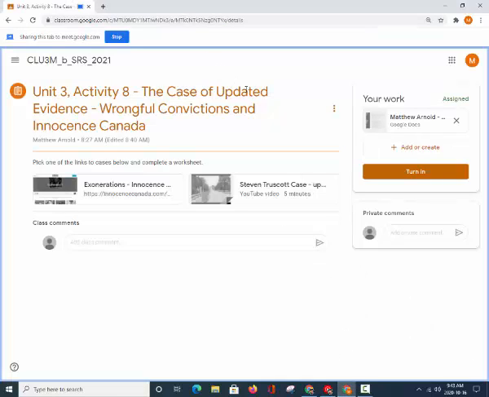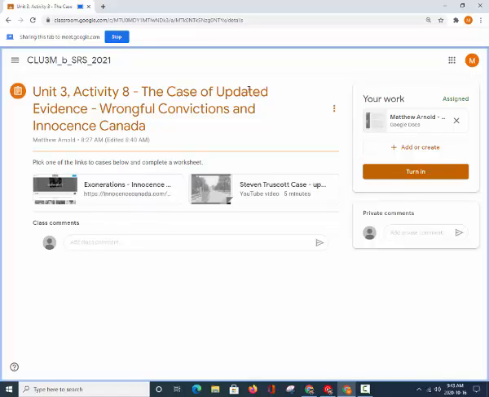So today we're looking at the case of updated evidence, and we're looking at wrongful convictions and a group of people called Innocence Canada, who work towards exonerating people who've been wrongly convicted. So getting the charges against them dropped and possibly bringing those people out of prison, going to appeals court, going to the Supreme Court of Canada, and so on. A bit of what we talked about yesterday with parents.